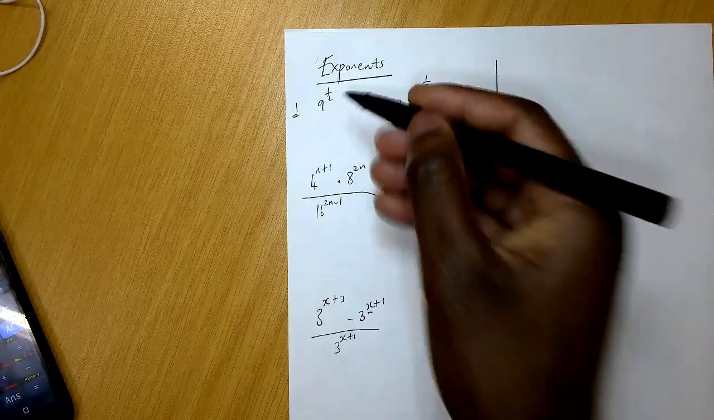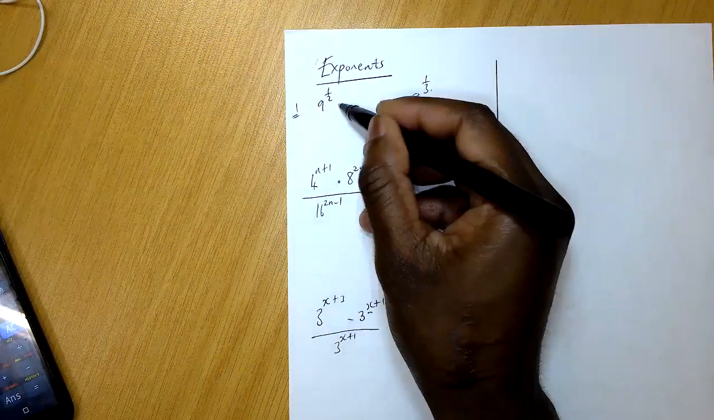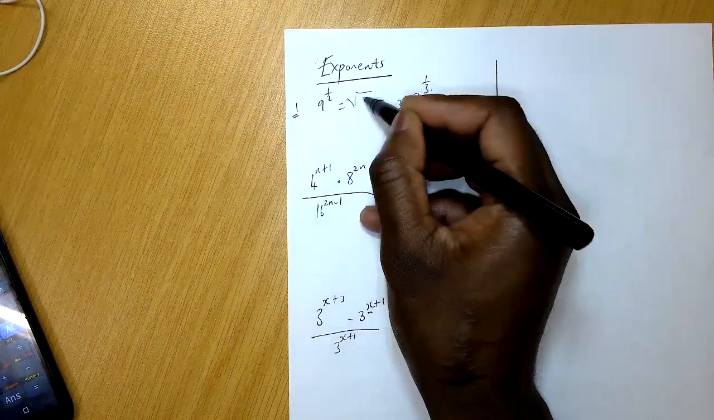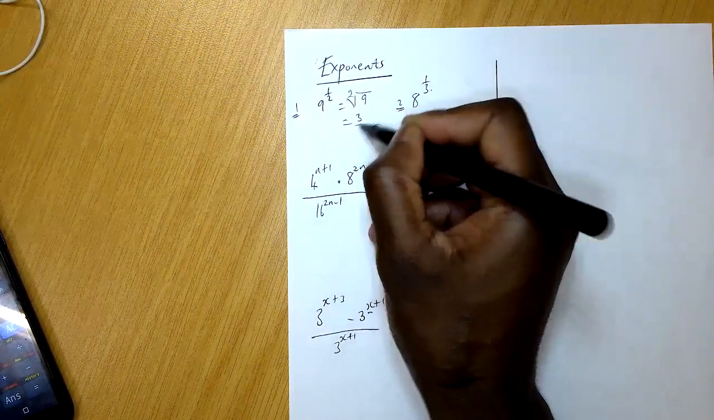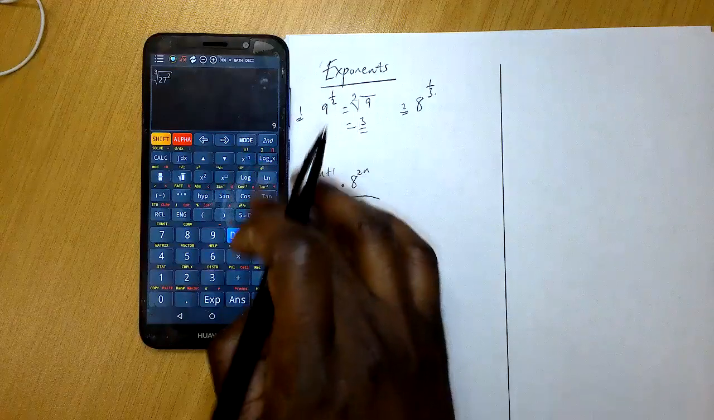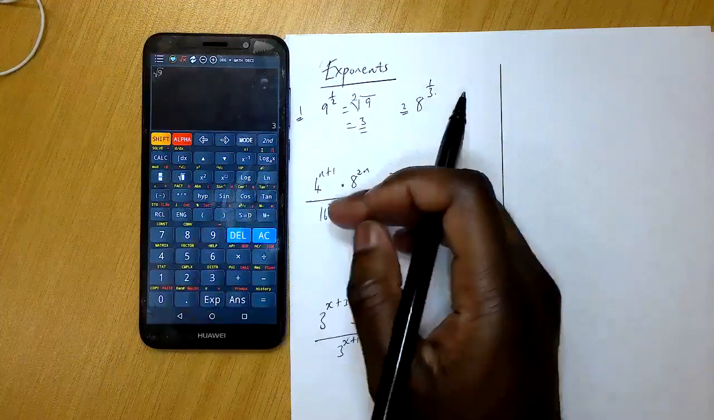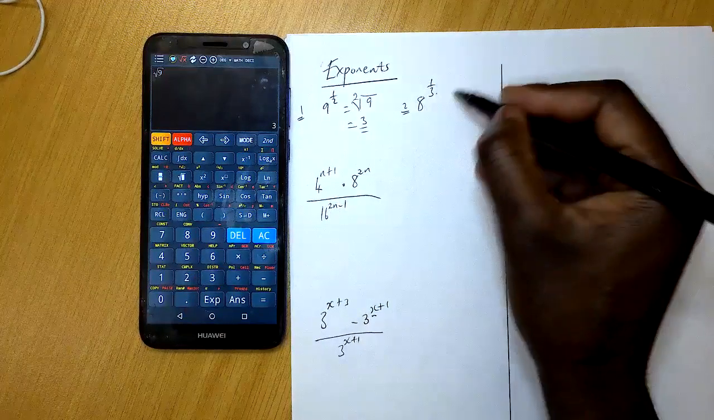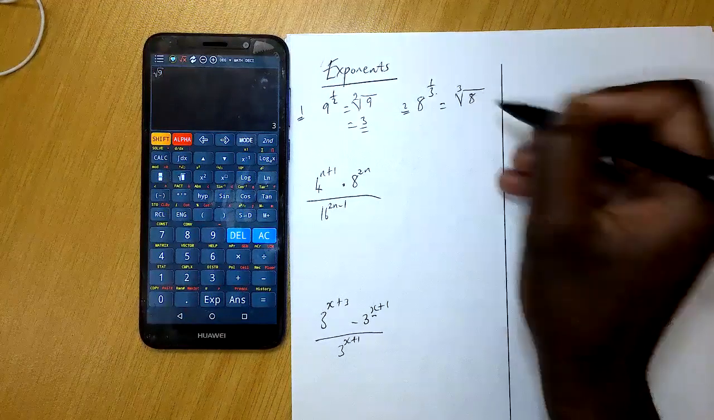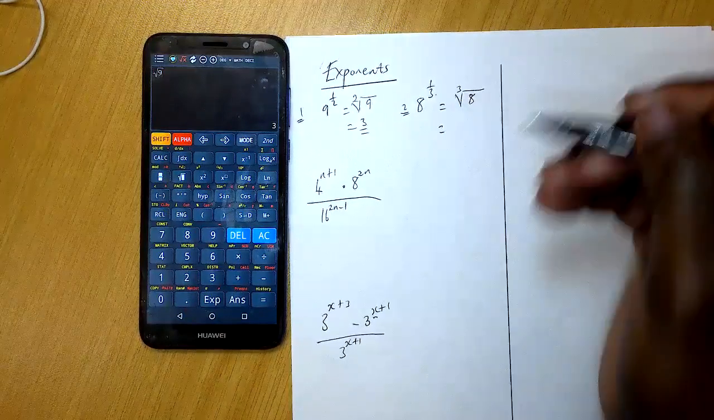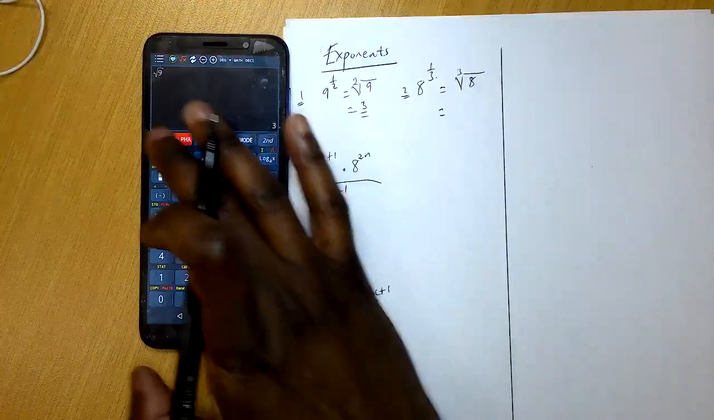Okay, let's see how we can solve this. It's 9 to the power of half. 9 to the power of half, remember, is the same as the square root of 9, which is equal to 3. Then 8 to the power of a third is going to be equal to the cube root of 8. Okay, then what do we have here?